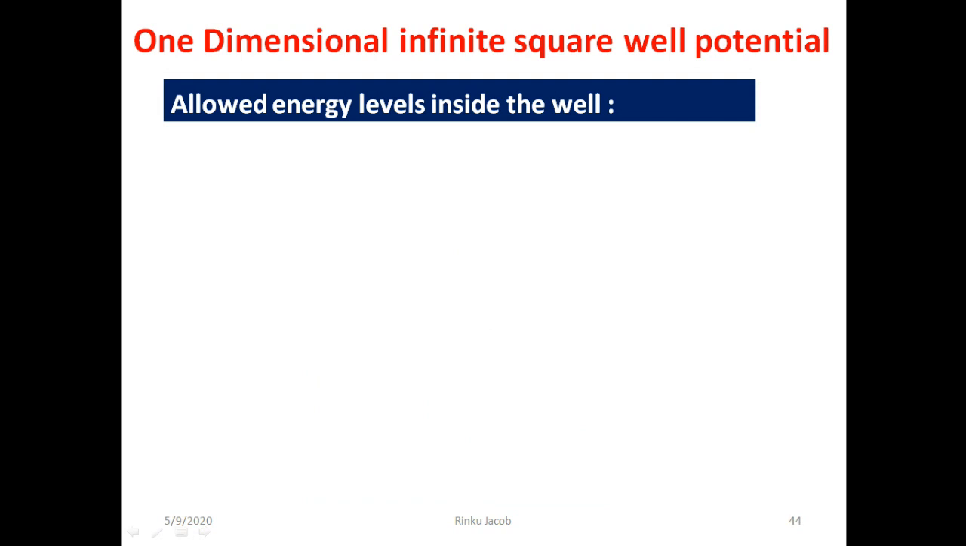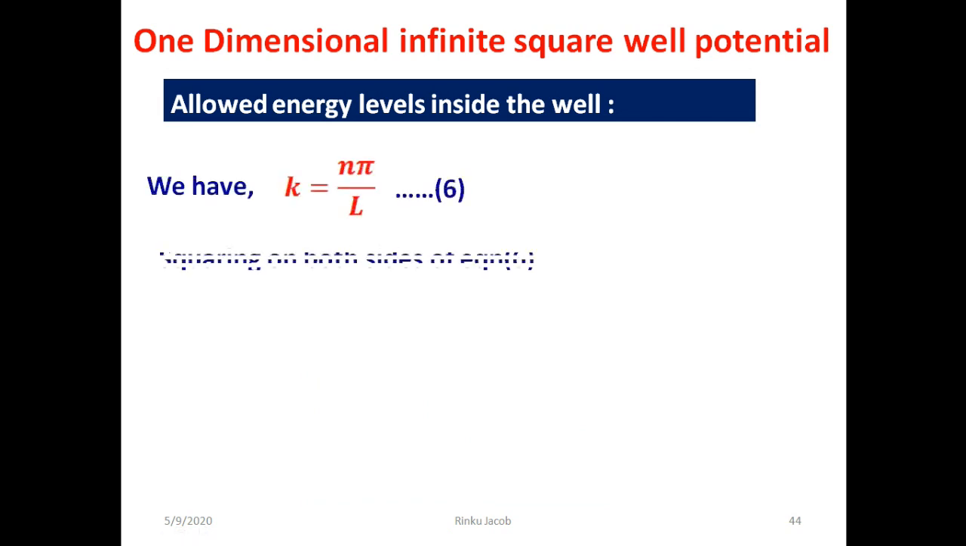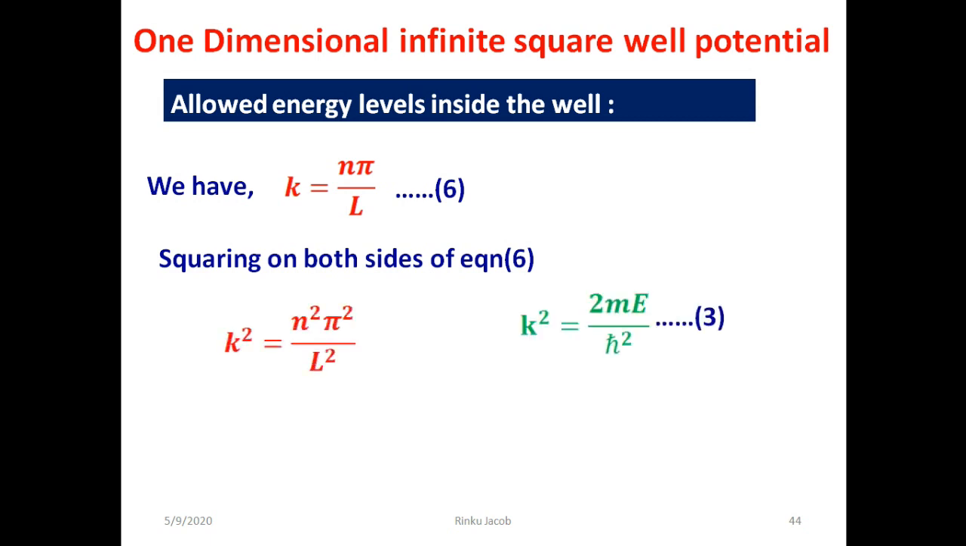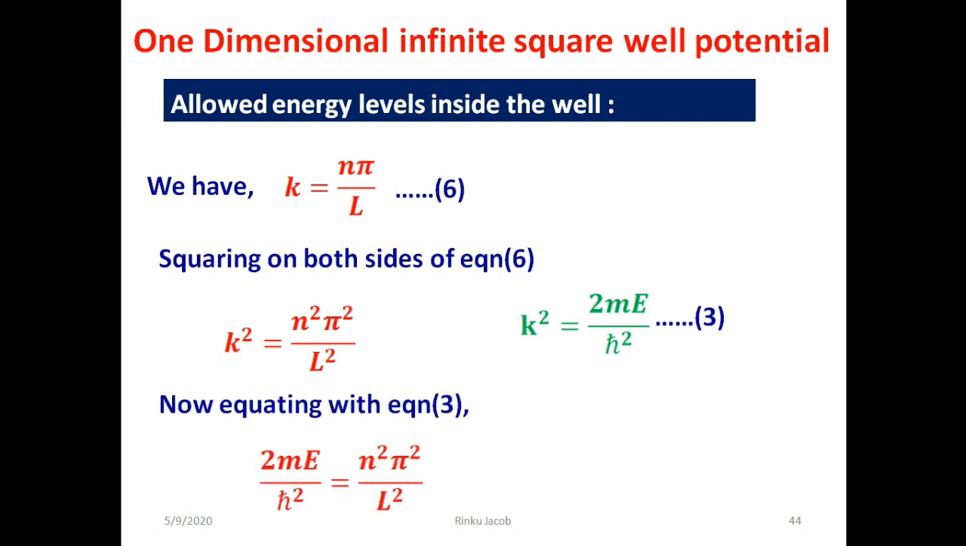Now we find the expression for the allowed energy for the trapped particle inside the well. For that we take the value of k from equation 6, that is k is equal to nπ/L. Now squaring on both sides of the equation, we get k² equal to n²π²/L². Now we make use of equation 3, that is k² equal to 2mE/ħ². Comparing the RHS of both equations which have k² on the LHS, we get 2mE/ħ² equal to n²π²/L².